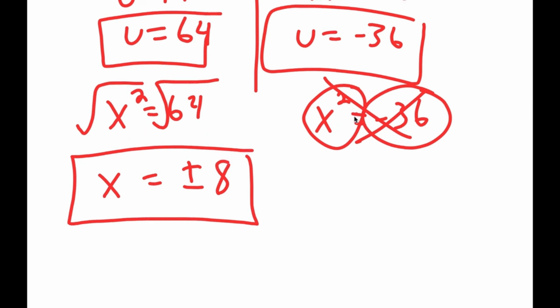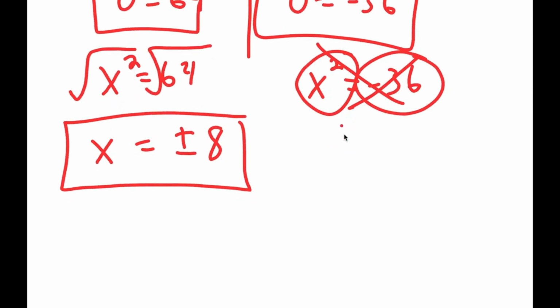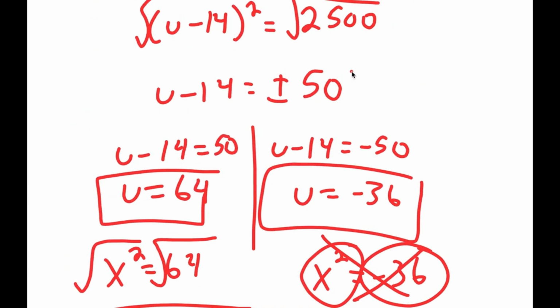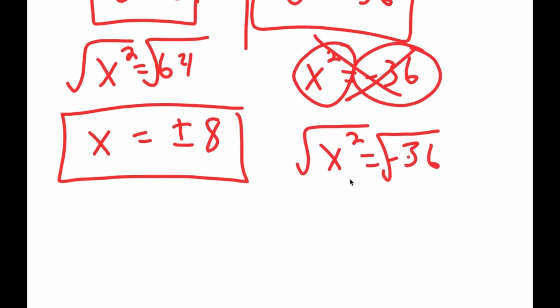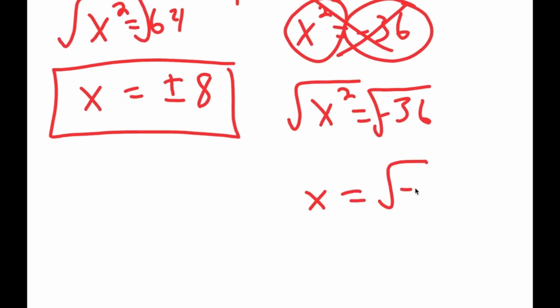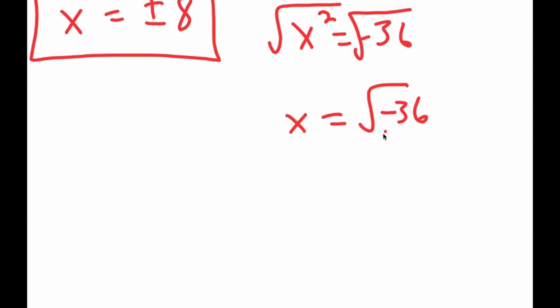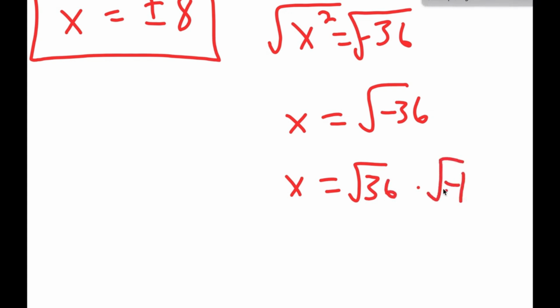I know that I said this wasn't work, but there actually is a way we can use this to find solutions, not real solutions, but imaginary solutions. To do that, x squared is equal to negative 36. If I take the square root on both sides, I get x is equal to the square root of negative 36. And the square root of negative 36 is the same thing as the square root of 36 times the square root of negative 1.